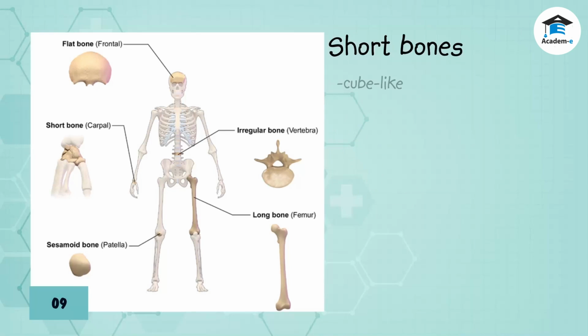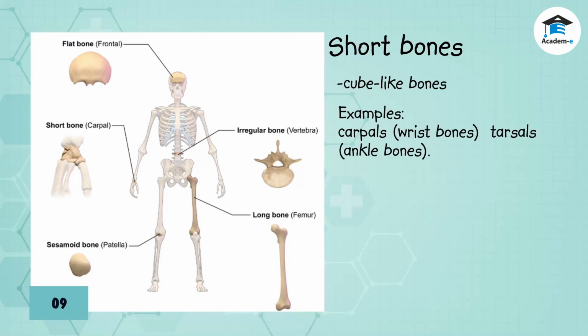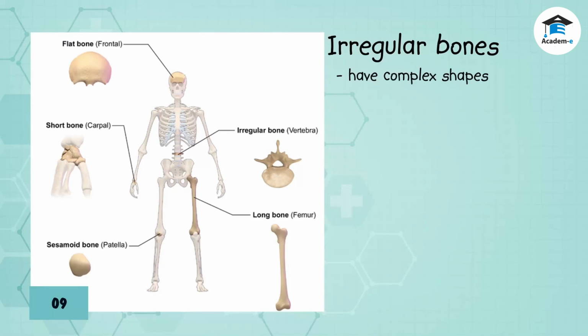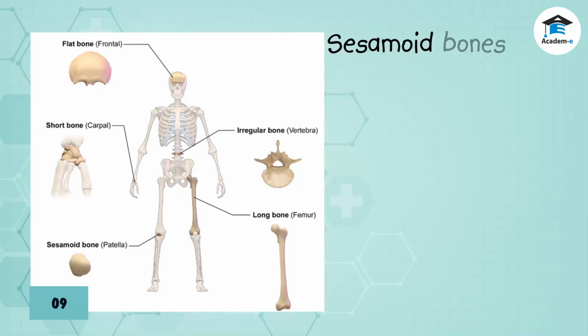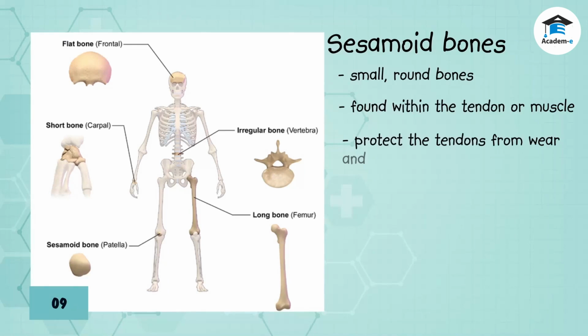Short bones are cube-like bones that provide stability and movement. Examples include the carpals, wrist bones, and tarsals. Irregular bones have complex shapes that allow them to protect delicate organs. The bones of the vertebrae that protect the spinal cord are irregular bones. Sesamoid bones are small, round bones that are found in the tendons of the body. The patella is an example of the sesamoid bone.